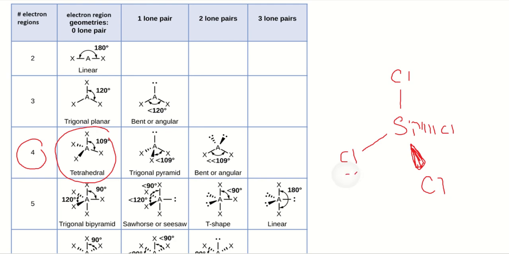All right, each of these, let's not forget their valence electrons. And so the bond angle here between any one of these is 109.5, known as tetrahedral.